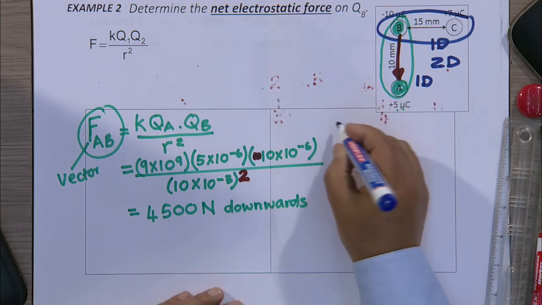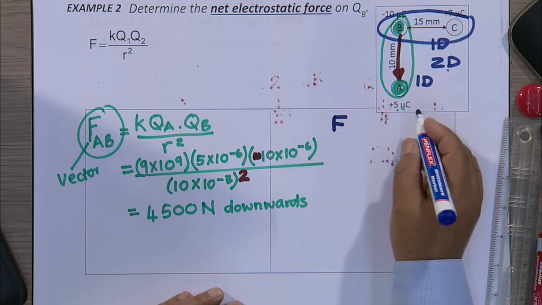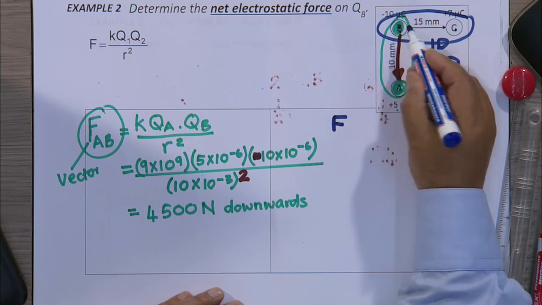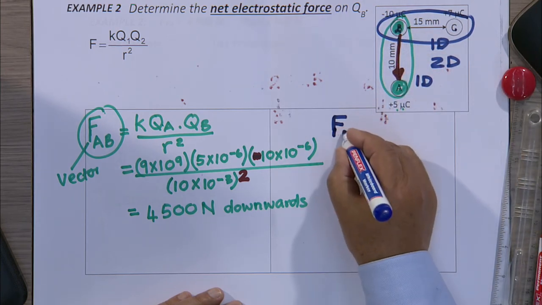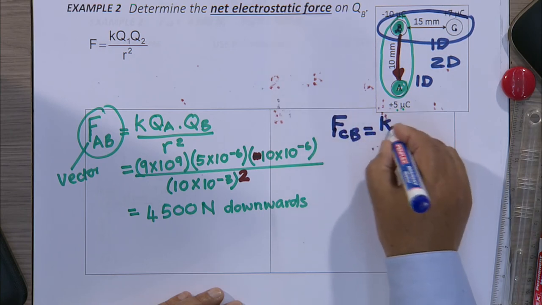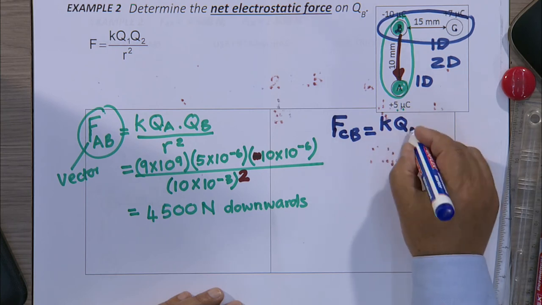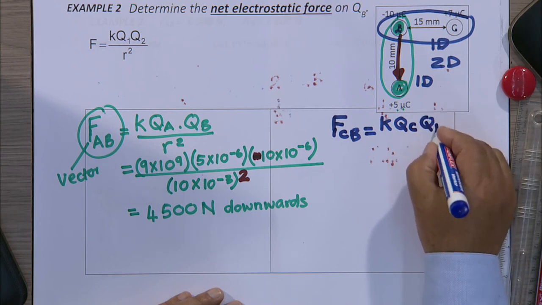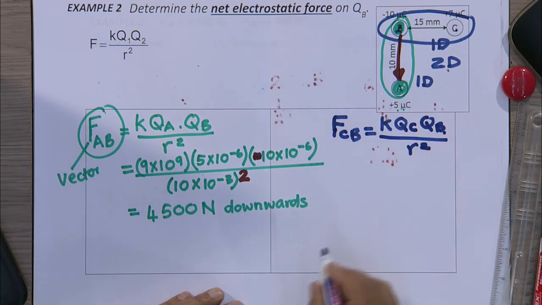So let's go faster now. You now understand what to do. So force of which one now? Of C on B. Remember, B is the common one. He's in the corner. He's affected by both these. So it's force of C on B. And I'm going to go faster now. Is KQ, wait a minute, must be QC. That's right, because QC is affecting charge B over R squared. Everybody clear?